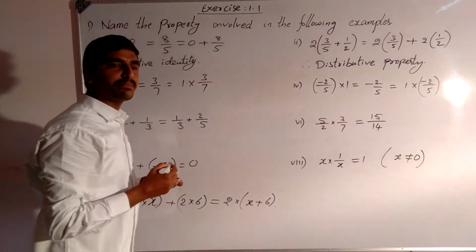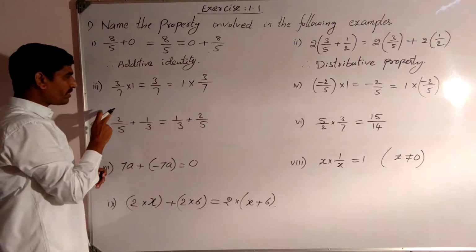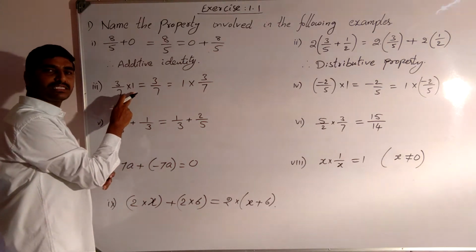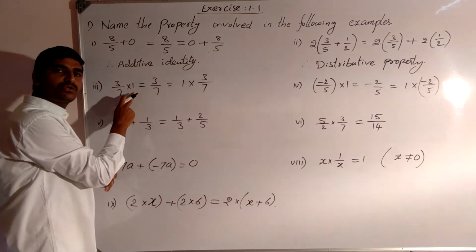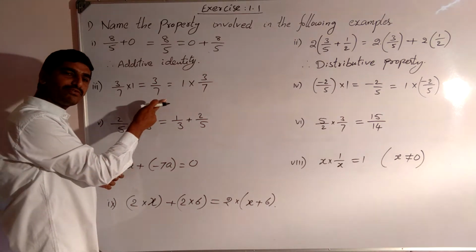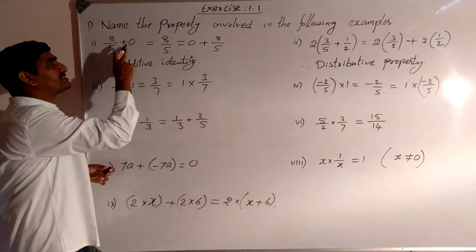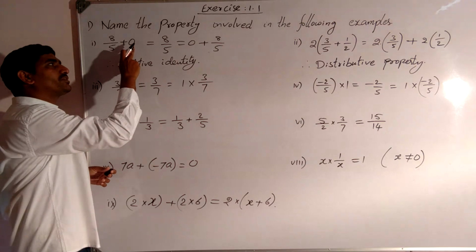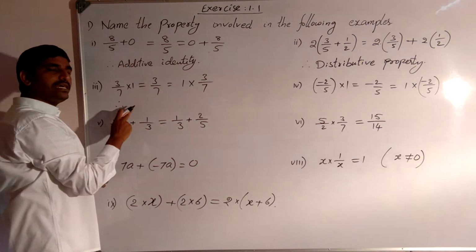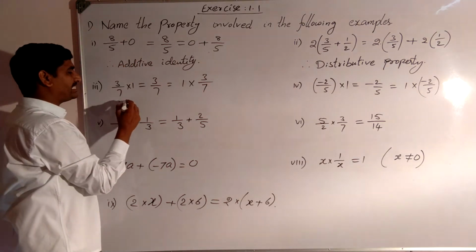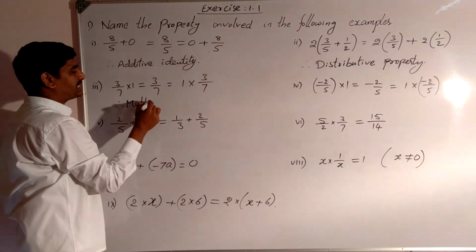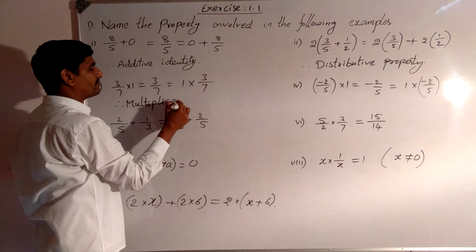This is the distributive property. The next one is something multiplied by 1. It gives the same thing itself. Therefore, this is multiplication, whereas the earlier one was addition. Addition gives additive identity; here, it is multiplicative identity. Therefore, it is multiplicative identity.